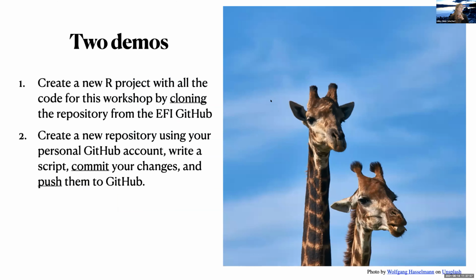So I want to go through 2 demos today. In the first one, I'll create a new R project with all of the code for this workshop by cloning the repository from the GitHub. And so you could use this workflow to take the code from GitHub and rerun it after this workshop. And then I'll do a second brief demo where I'll create a new repository using my personal GitHub account. I'll write a script. I'll do what's called committing the changes, and then I'll push them to GitHub.